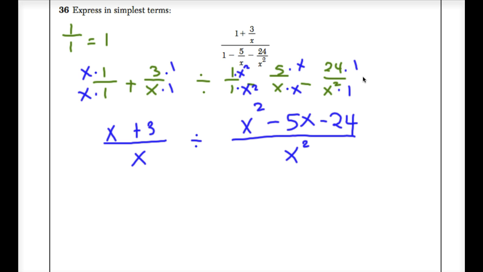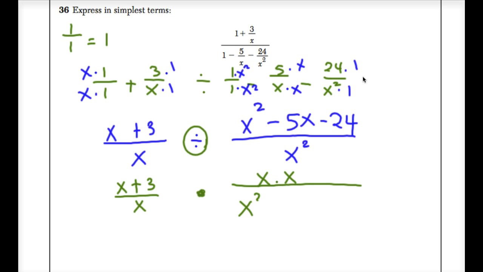Now, when we change this division sign right here to a multiplication, what do we do? This first fraction stays the same. I change this to a multiplication, or we can use the dot because we already have x. But what do I do here? I flip this. X squared is the same as x times x. I'm just going to expand it out. And this is x squared minus 5x minus 24. So from here to here, we have to remember to flip.